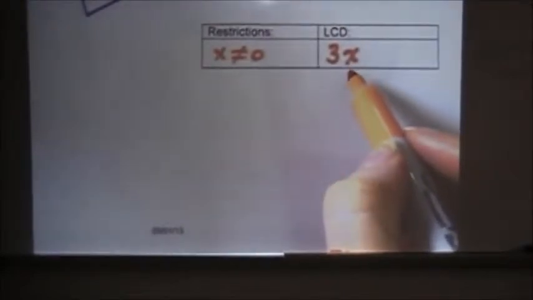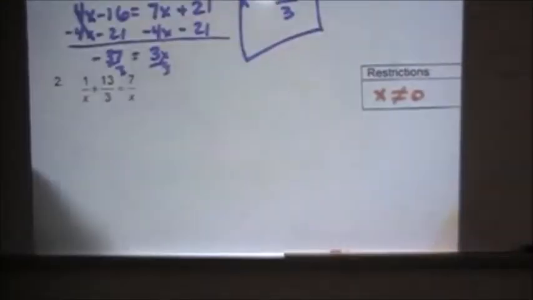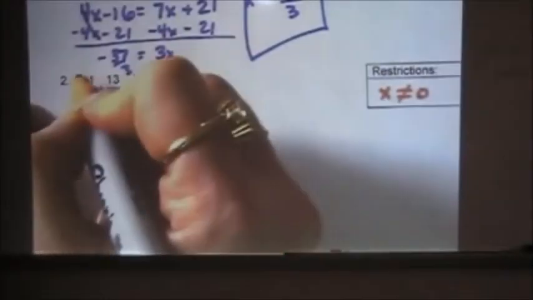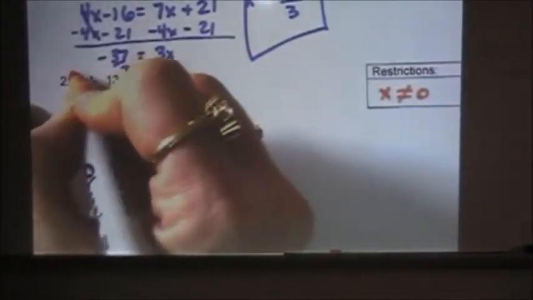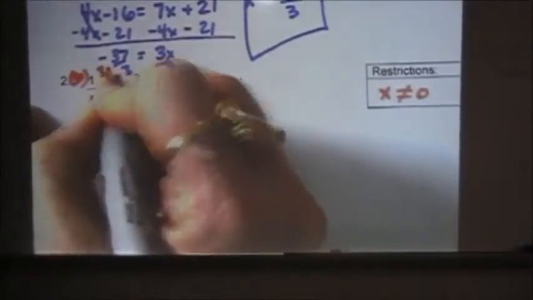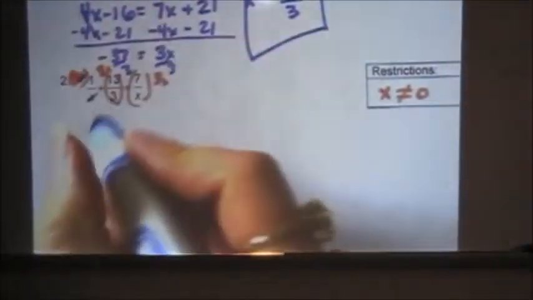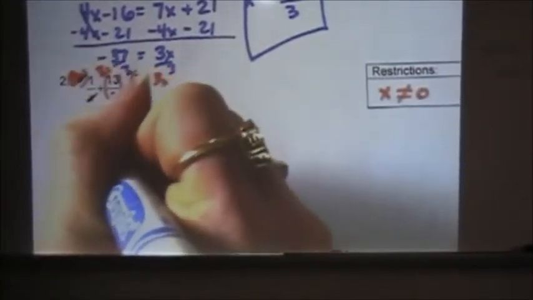You do not have to do it again. So my LCD is 3x. I am now going to go through and multiply my entire equation, each term, by 3x. So I'm going to multiply my first term times 3x, and my middle term times 3x, and my final term times 3x. When I do that, on my first term, the x's cancel and leave me 3 times 1.